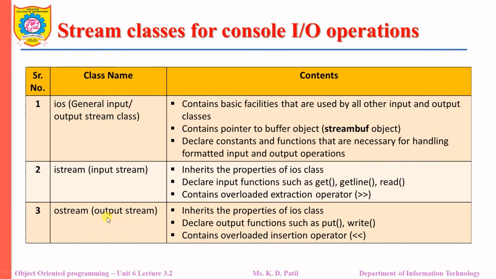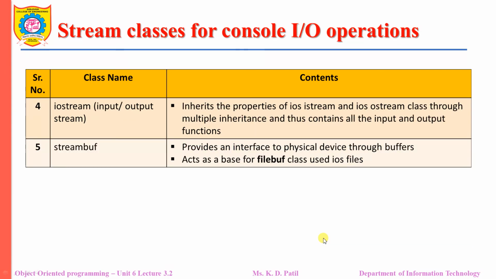OStream class, that is output stream class. It inherits the properties of iOS class such as iStream class, and it declares the output functions such as put, write. It contains the overloaded insertion operator. The next is IOStream class, that is input output stream class, which inherits the properties of iStream and OStream class through the multiple inheritance and thus contains all the input and output functions.